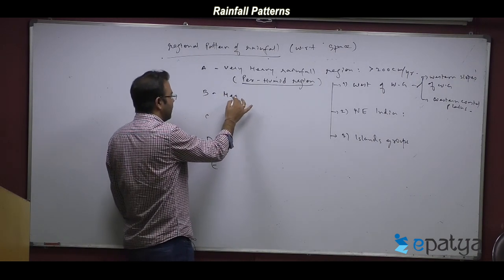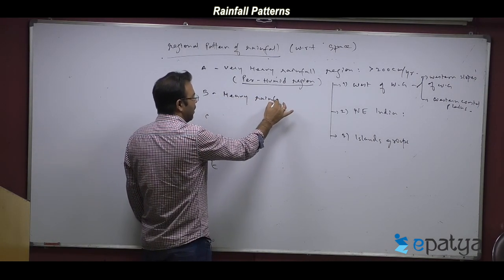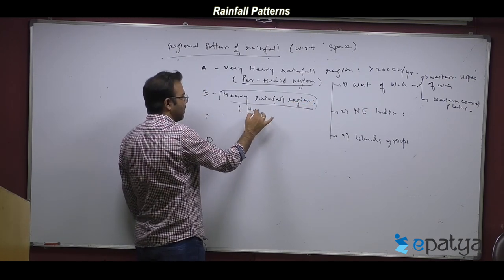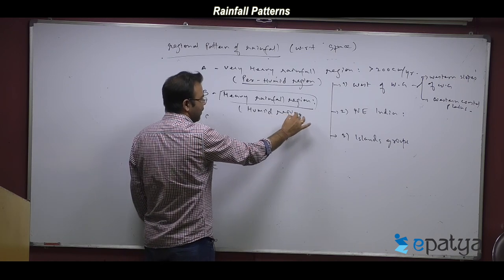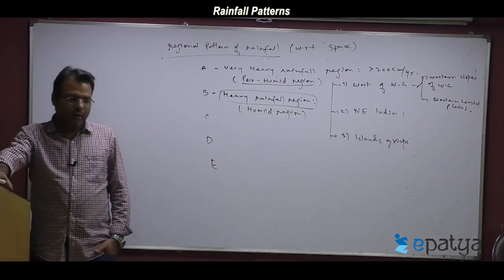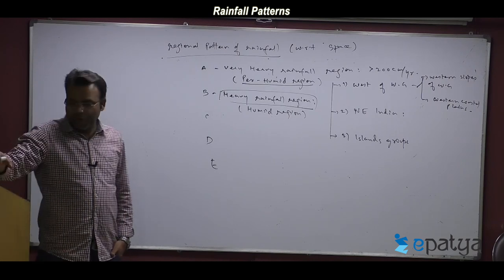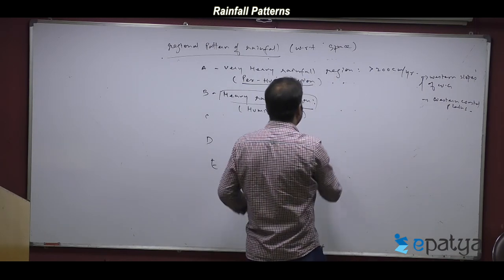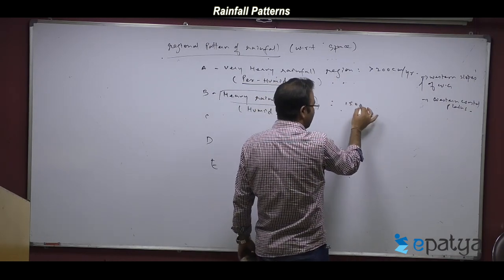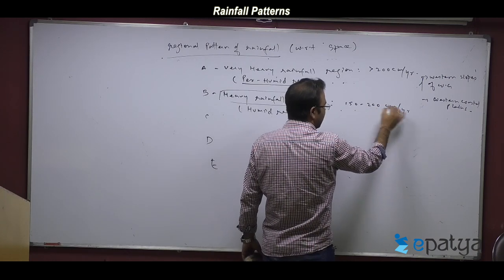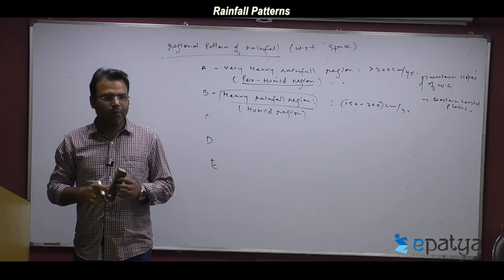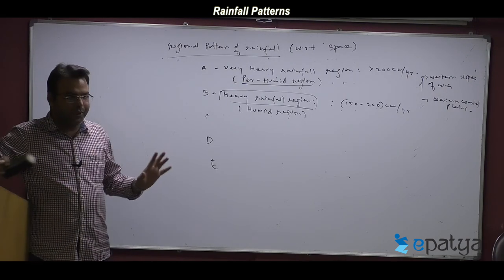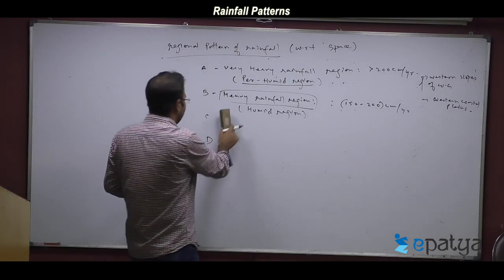Next is heavy rainfall areas or regions in the country. This is called humid regions, where the rainfall amount is a little less than this. It is around 150 to 200 centimeters a year. The annual average is between 150 to 200 centimeters. It's called humid regions, or heavy rainfall areas, or B regions.